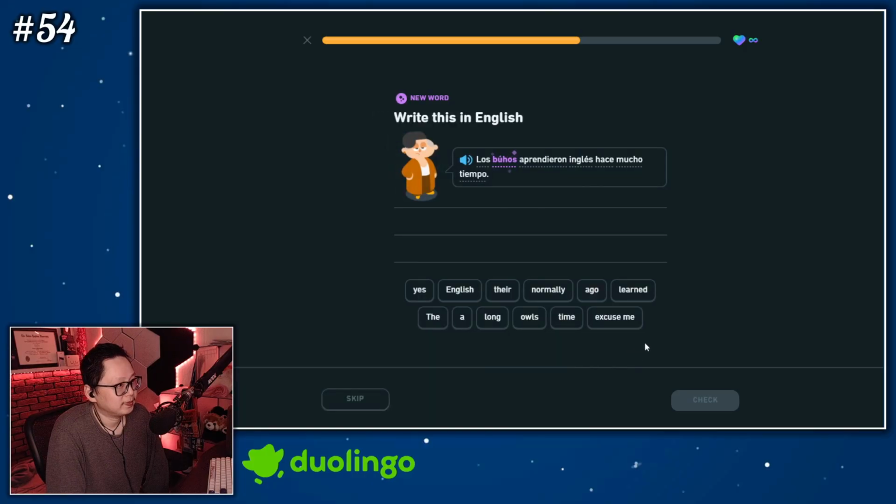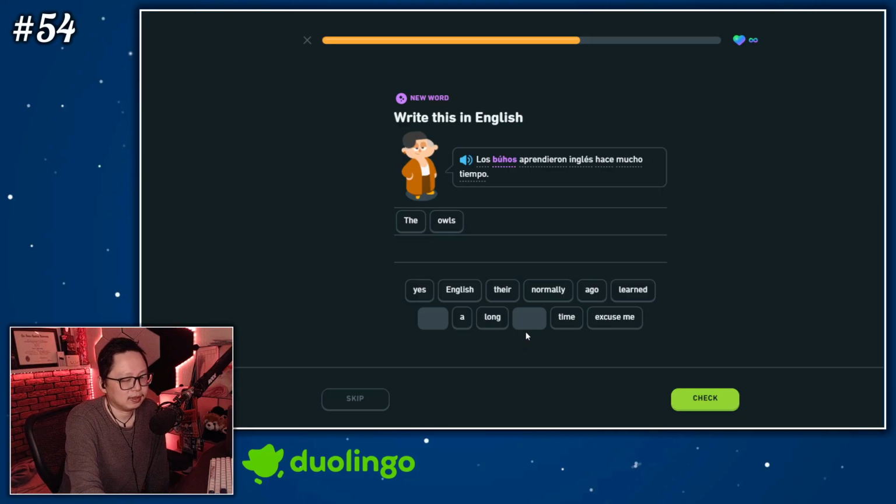Los búhos aprendieron inglés hace mucho tiempo. The owls, I see what they're going for. They're making all the animals do all the actions because Duo, it was the theme. It was like to get animals in place of humans.